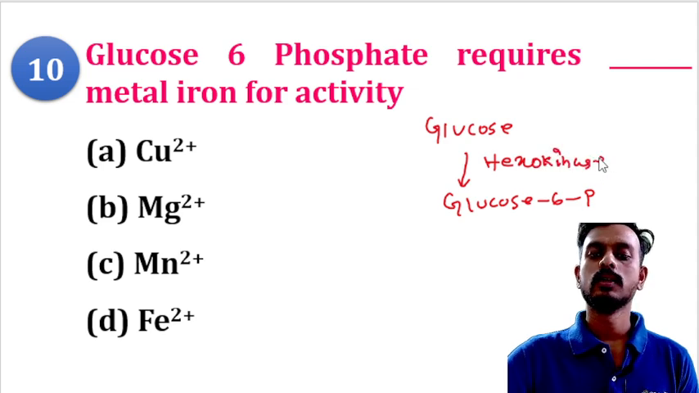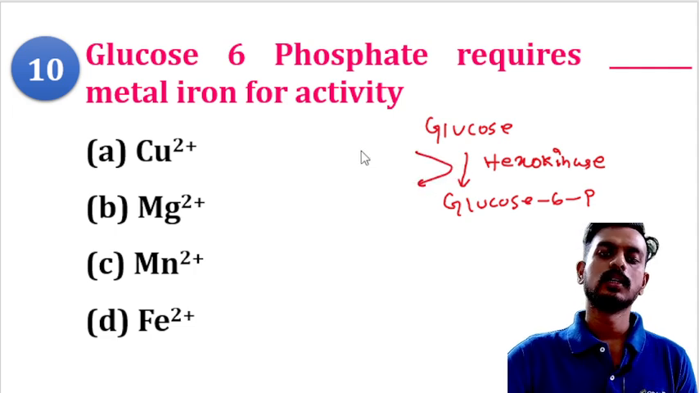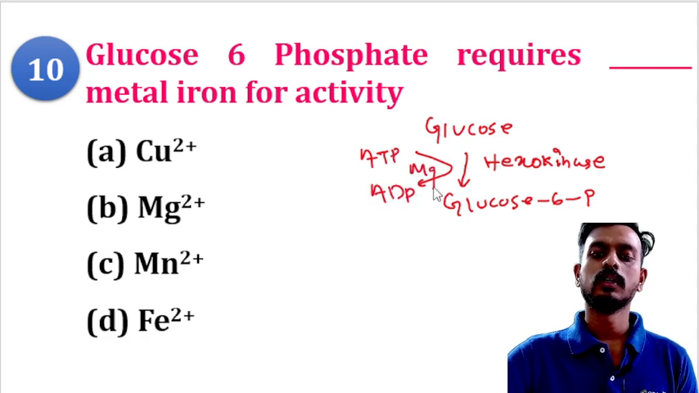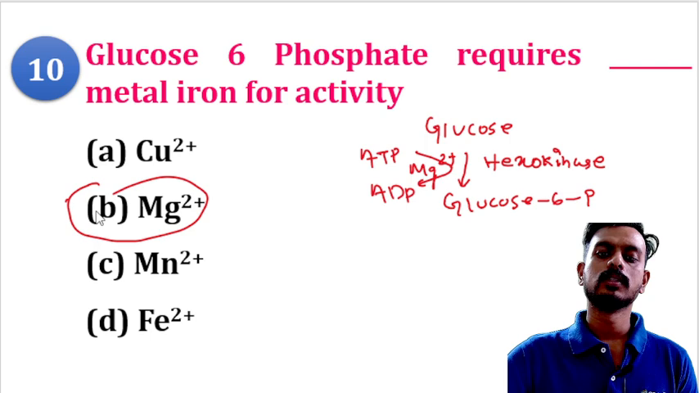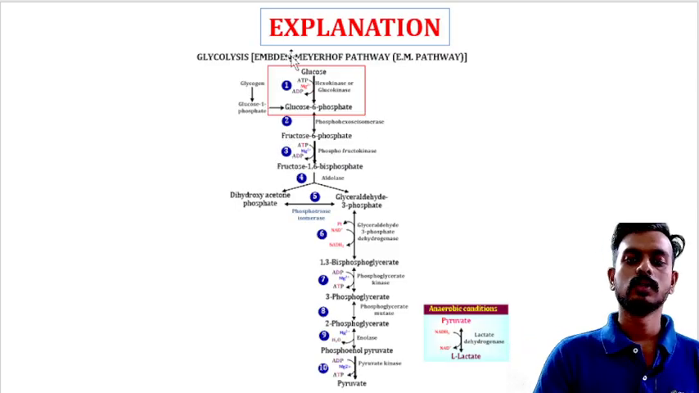In the presence of the enzyme hexokinase, 1 ATP will be utilized, and the ion that is required is magnesium. So option B is the right answer. You can see this step here.